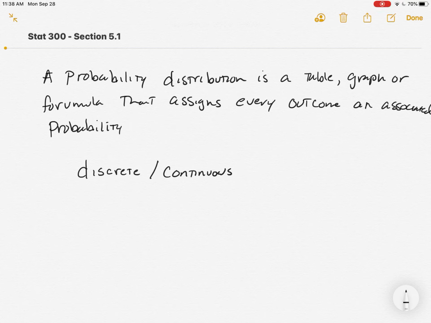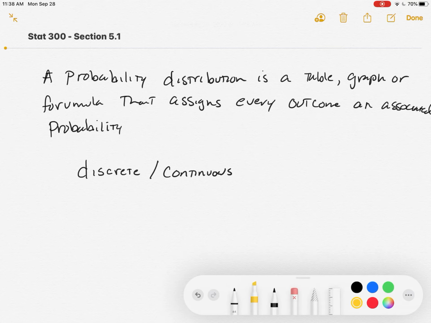So the number of girls in a family, definitely discrete. There's nothing between having 2 girls and 3 girls in a family. Temperature outside, definitely continuous. Between 41 degrees and 42 degrees are theoretically an infinite number of degrees, and therefore it is continuous.